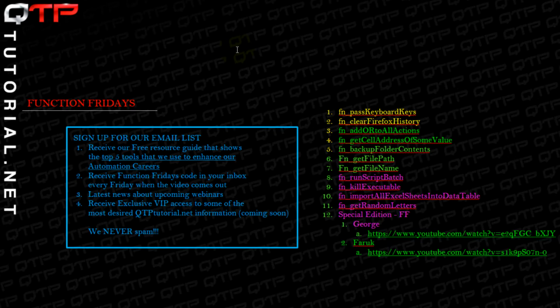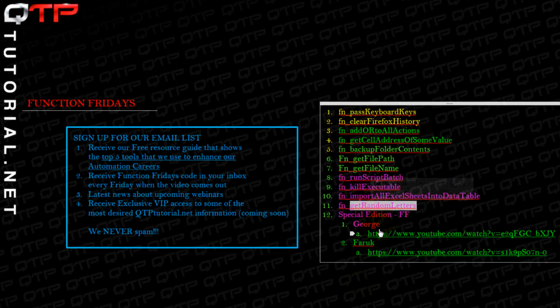Today, we have a very special edition of Function Fridays. I decided to do something unique because we had some recent events occur. We had 2 individuals request something special from our other Function Fridays videos, and I decided to combine those 2 requests in one Function Fridays and fulfill them both here today. We have George, who asked about one function that we did, which was get random letters, and he asked to see a real-life user scenario of this function. I thought that was a wonderful request, and so we will make that happen today.